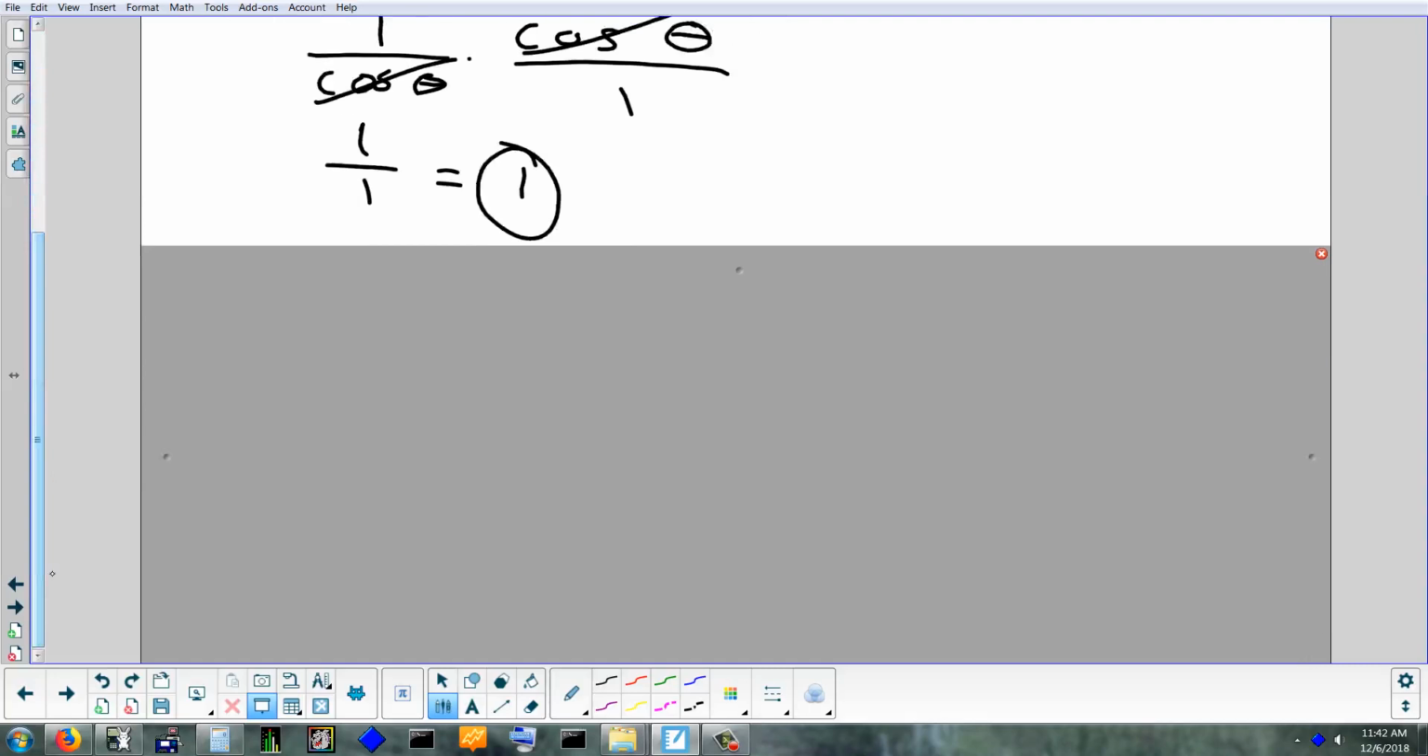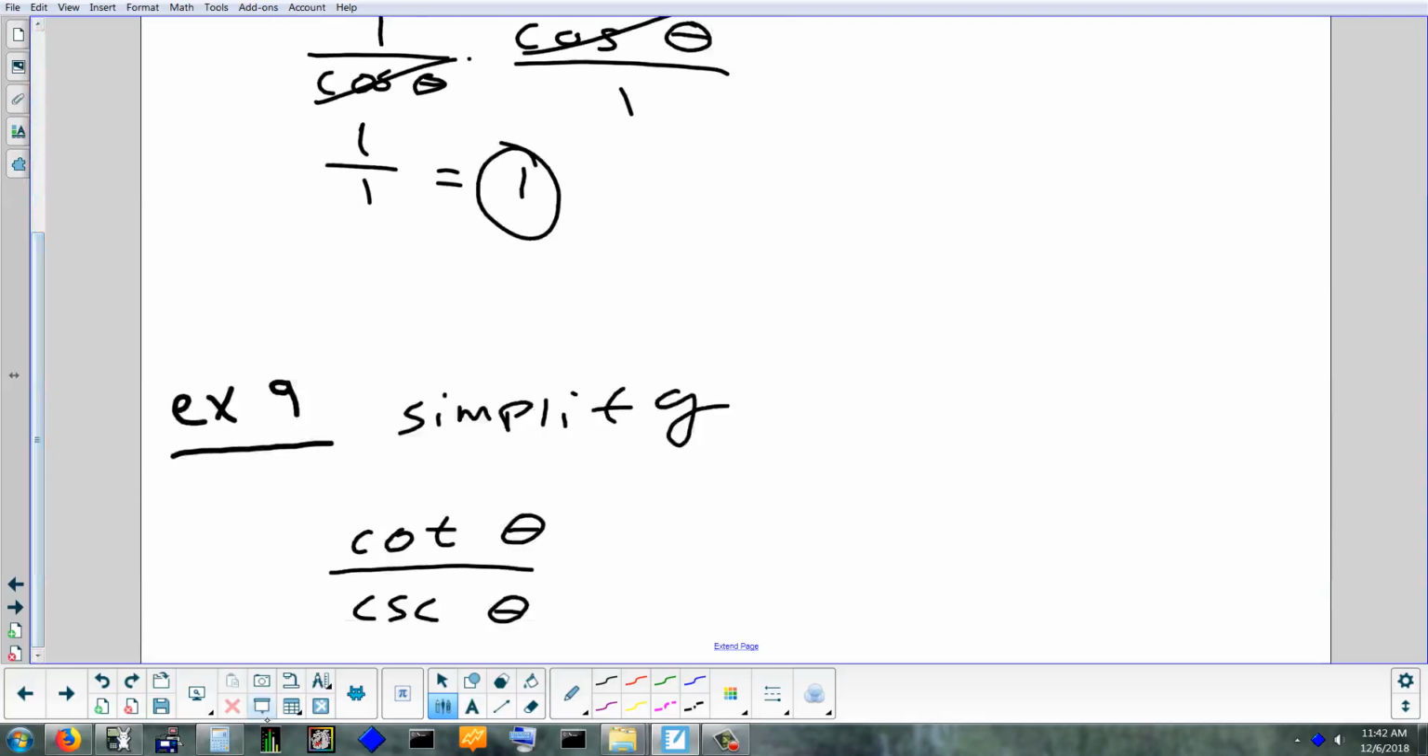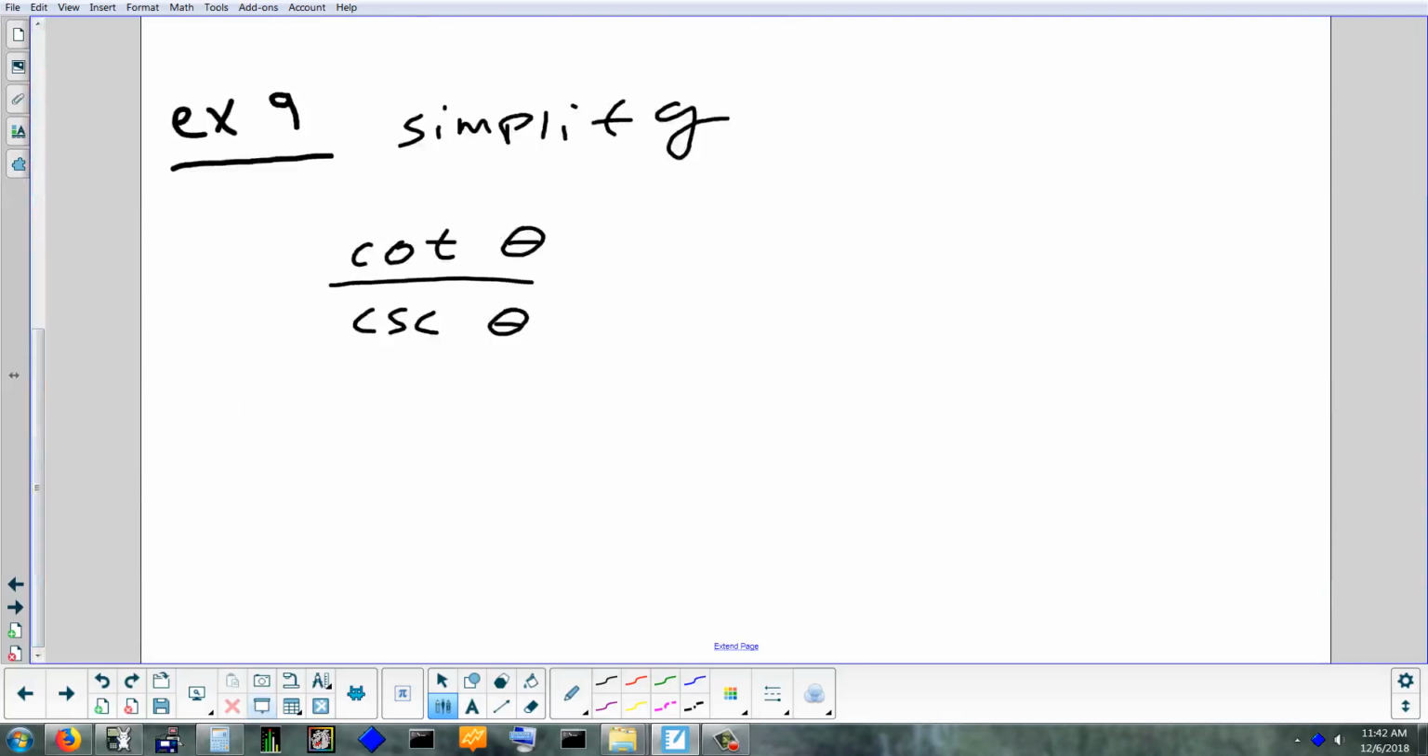All right, and let's look at this one. This will be our last one. Cotangent divided by cosecant. Same directions. If you see anything there that's not a sine or a cosine, let's change it so it is.